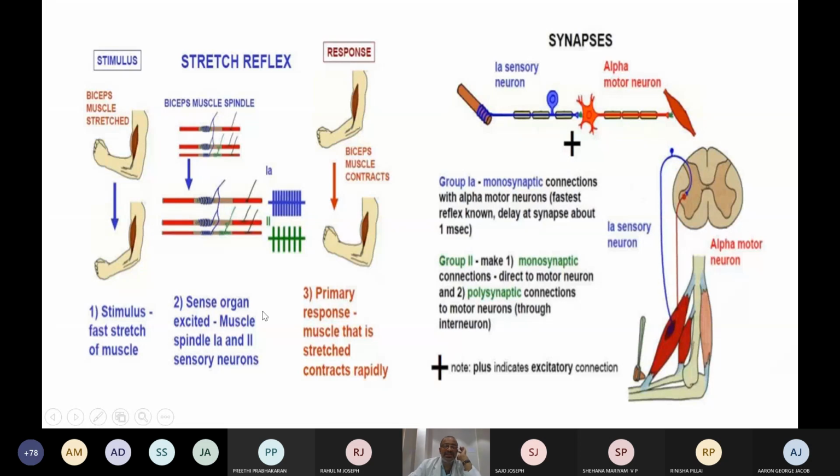Fast stretch of the muscle. Sense organ, in the biceps jerk. So yes, muscle spindle, 1A and 2 sensory neurons are being stimulated. Primary response is in the form of contraction of the biceps and flexion of the forearm. Understood? So here, very simple, you are going to have group 1A and group 2 making a monosynaptic connection, as well as another polysynaptic connection to another muscle that is called brachioradialis. Later on we will highlight this.